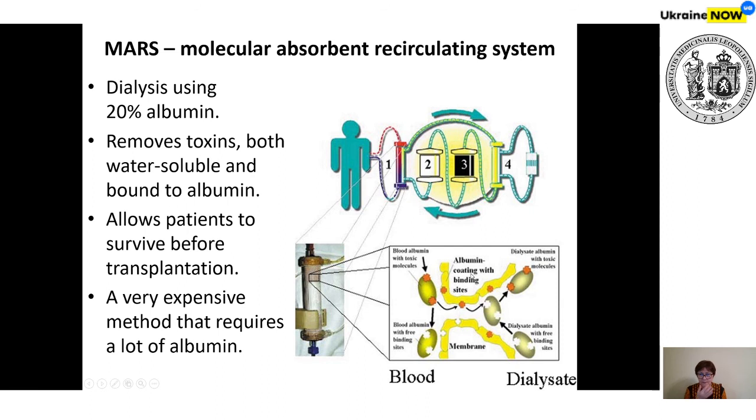There is another method for treatment of acute liver failure. It's called MARS, molecular absorbent recirculating system. It's dialysis using 20% albumin as dialysate fluid. It removes toxins, both water-soluble and bound to albumin, allows patients to survive before transplantation, but it is a very expensive method that requires a lot of albumin.